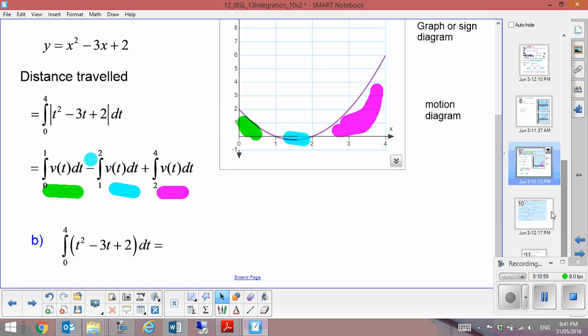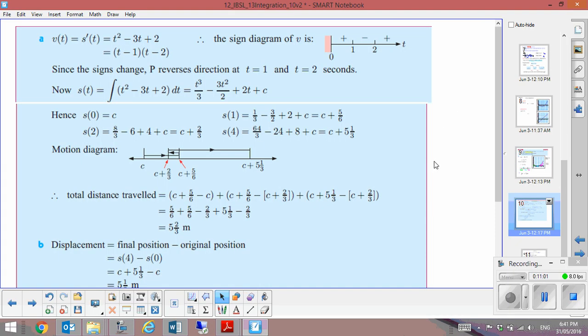In the textbook, let me just quickly put up what they did. They did the same sort of thing, except they factorized it. Then they did their sign diagram. They worked out it changes directions at these times. So what they've done is they've integrated the function to get this and then found out the different positions and included the c value. Then using the sign diagram, they've worked out the distance travelled between each of these.